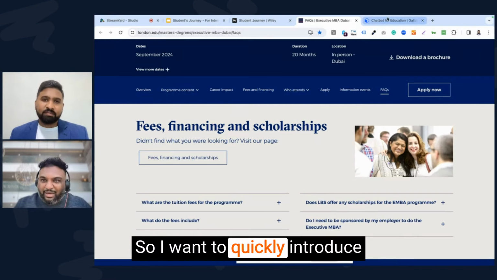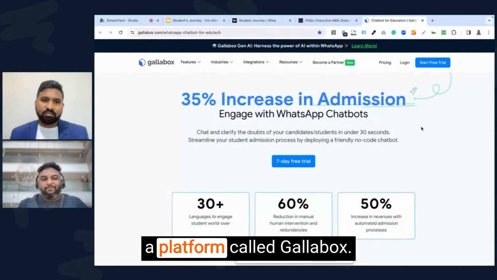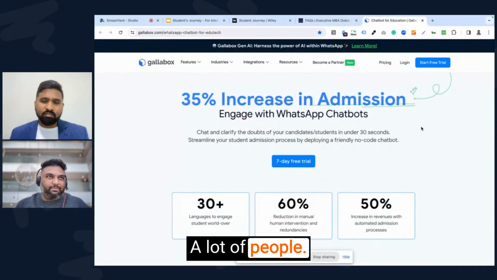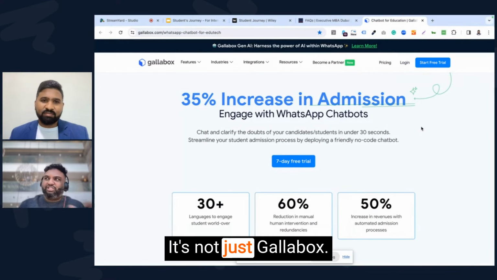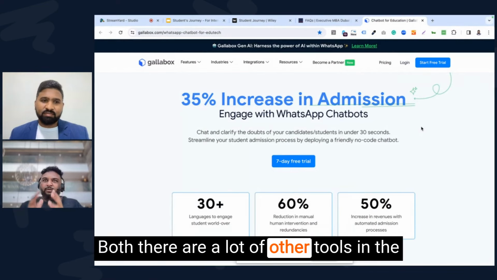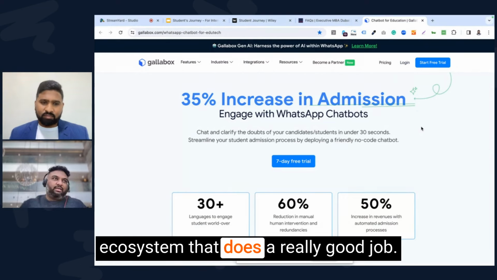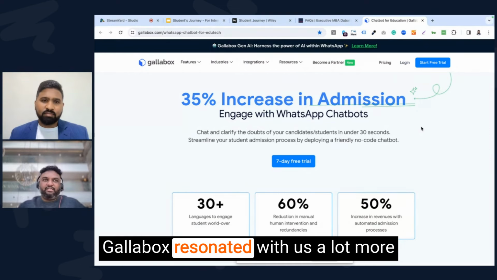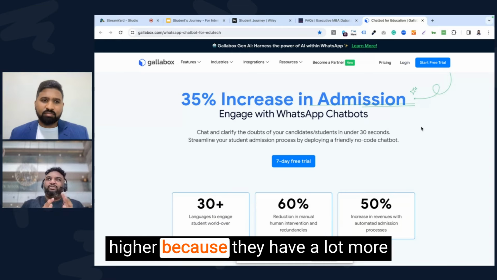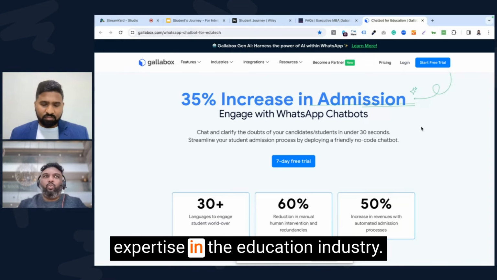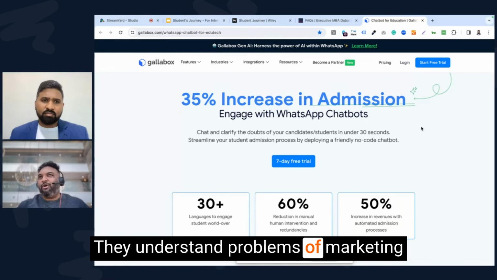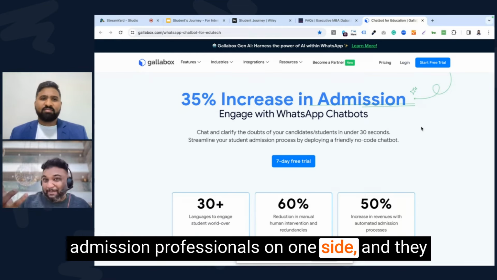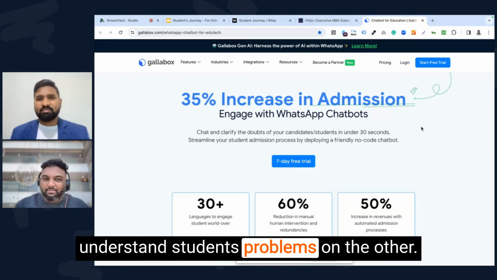I want to quickly introduce a platform called Gallabox. A lot of people in the industry might have heard about the tool. It's not just Gallabox. There are a lot of other tools in the ecosystem that do a really good job. Gallabox resonated with us a lot more because they have a lot more expertise in the education industry. They understand the problems of marketing and admission professionals on one side, and they understand students' problems on the other.